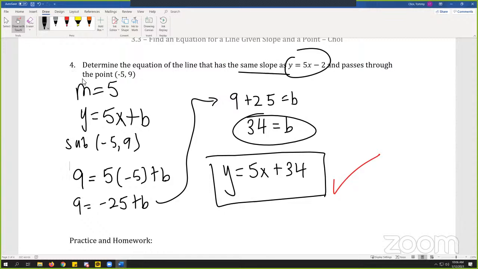Are there any questions on this process? Going once. Going twice. All right, we're going to end it there.